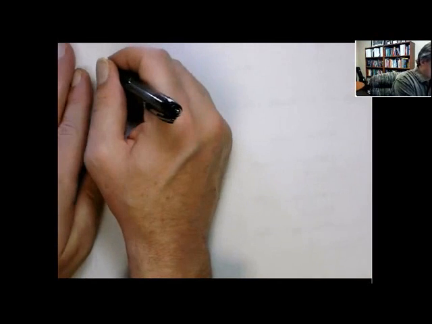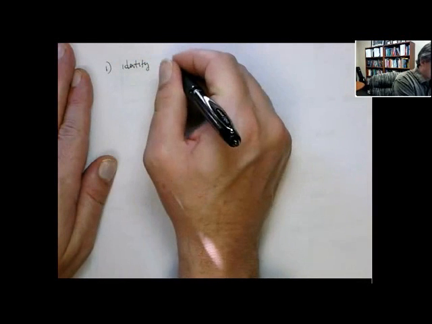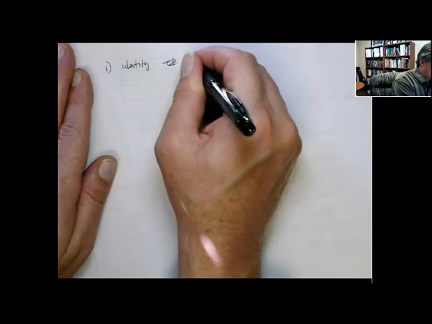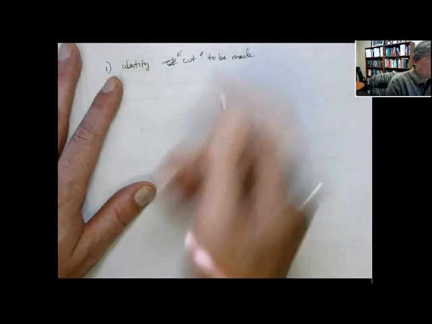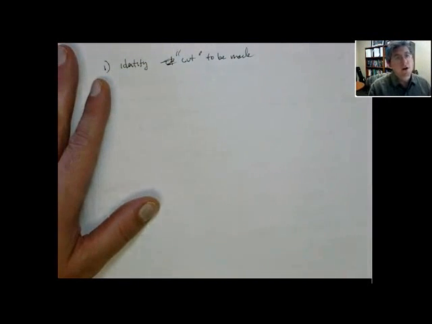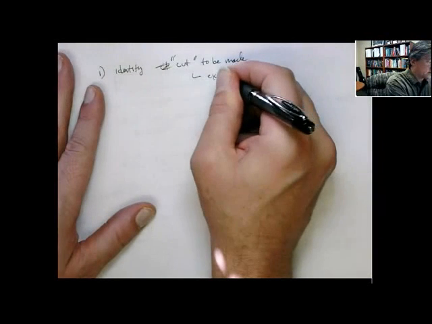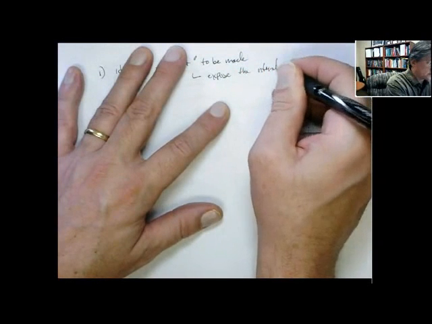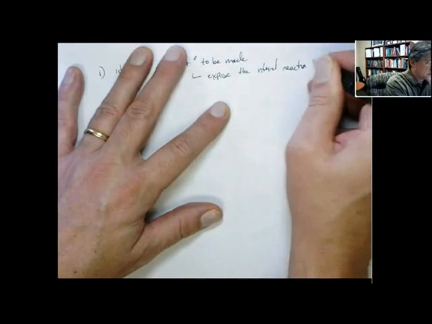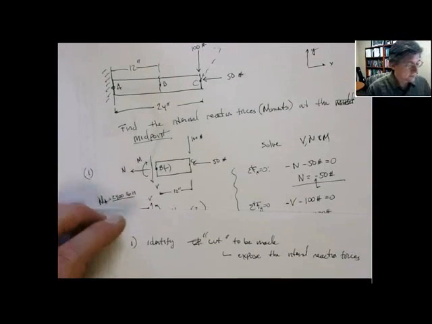first is to identify where you're going to cut the structure to expose those internal reaction forces. In this particular case, you can see we cut right through the middle, because that's where the problem asks you to find the internal reaction forces.